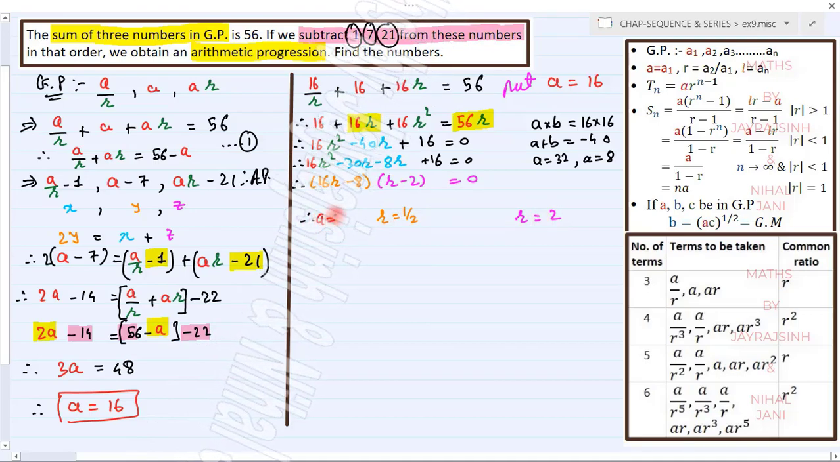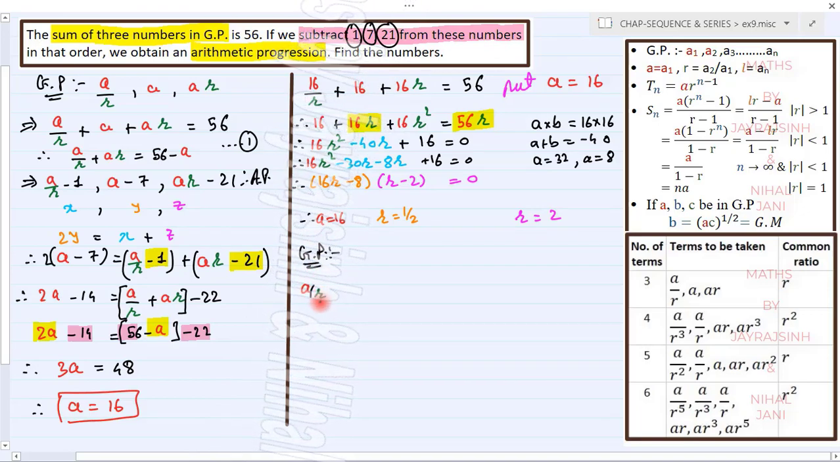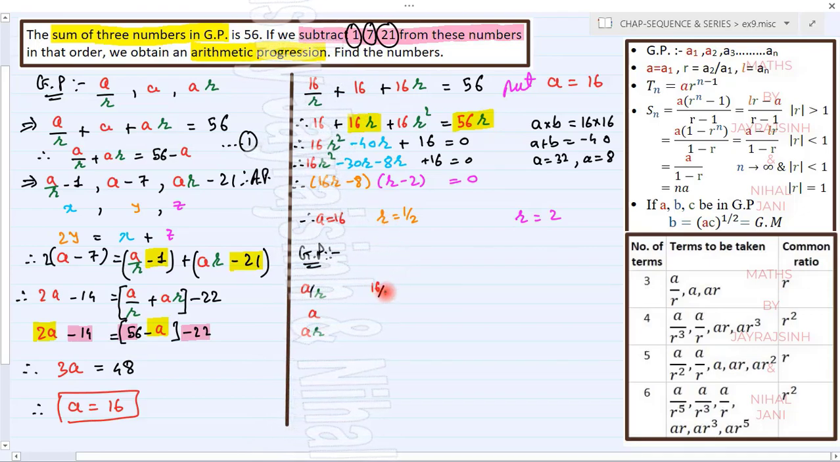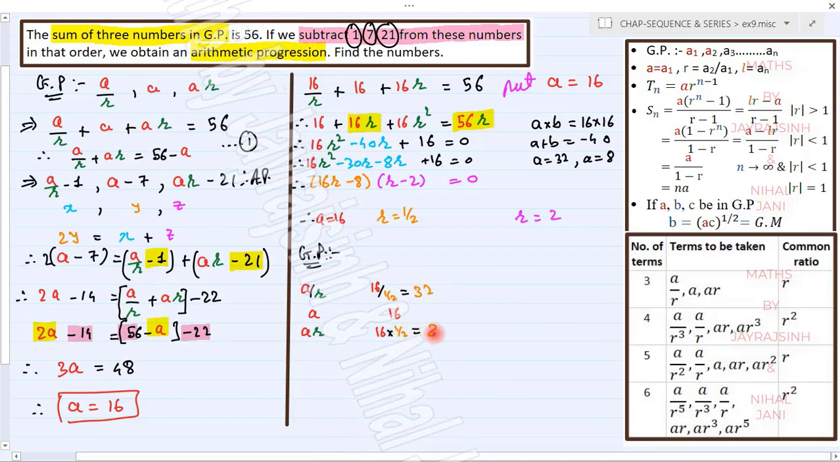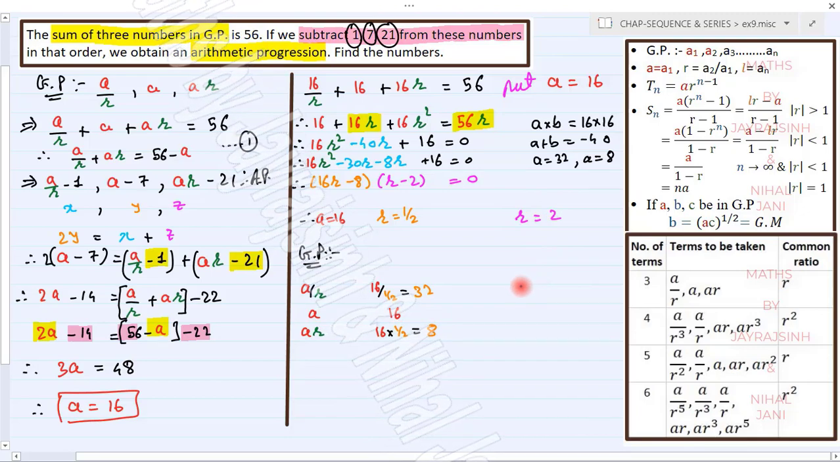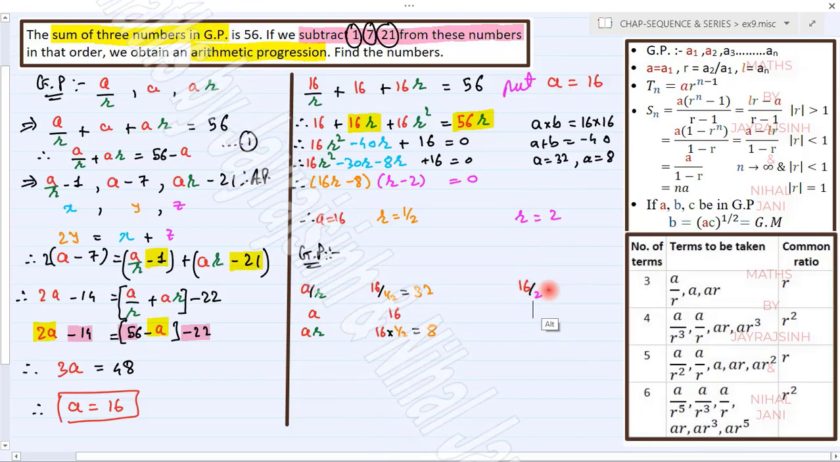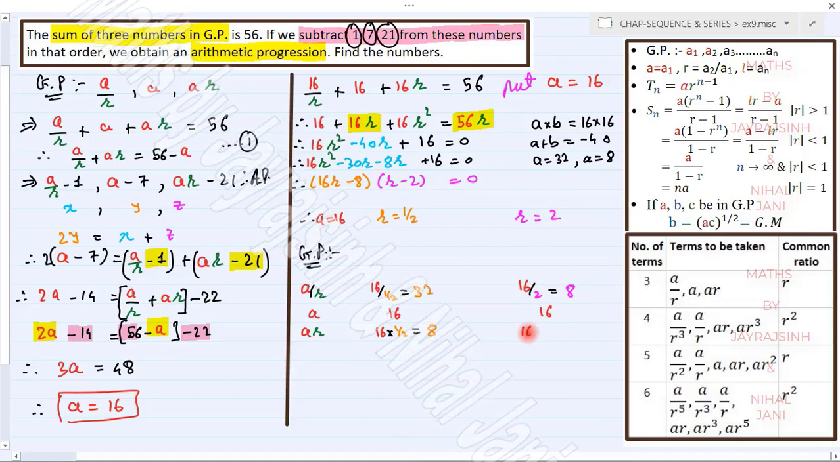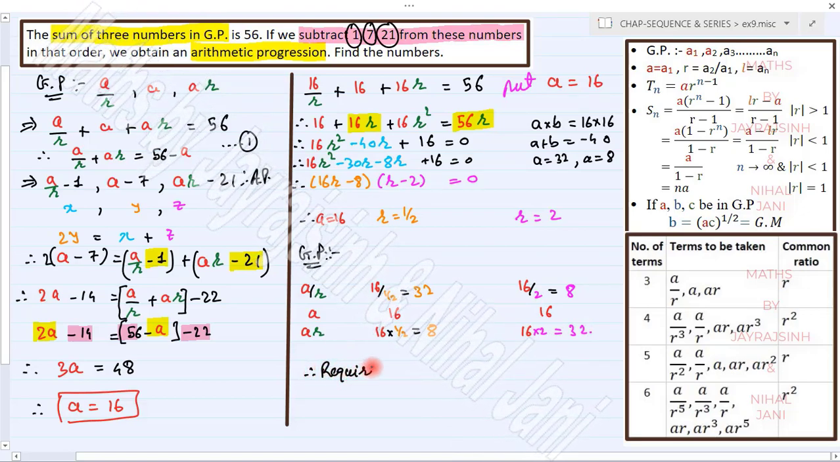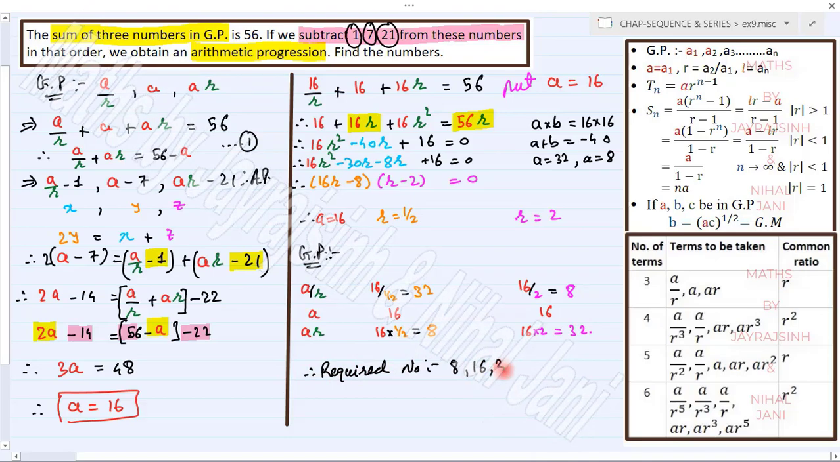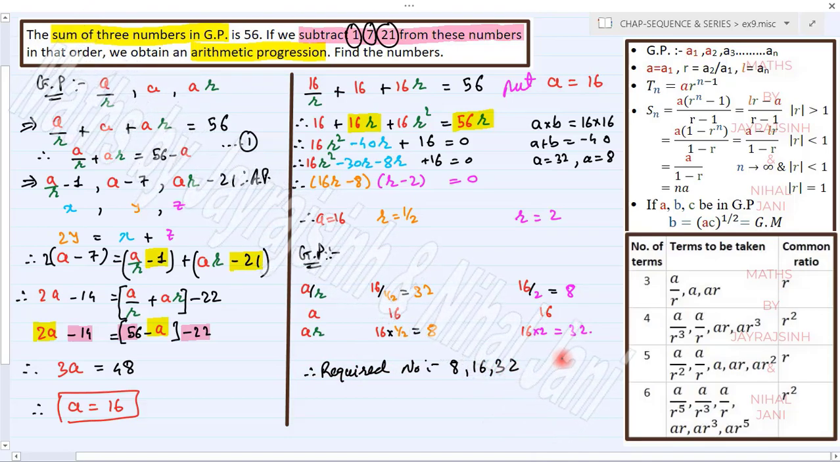And we already found out a equal to 16. So the terms of GP, which we assumed as a by r, a and ar, will be 16 upon 1 by 2, or we can say 32, then 16 and 16 into 1 by 2 will give us 8. Similarly, for r equal to 2, it will be 16 by 2 will give us 8, then 16 and 16 into 2 will give us 32. So we can say our required numbers are 8, 16 and 32. Ta-da!